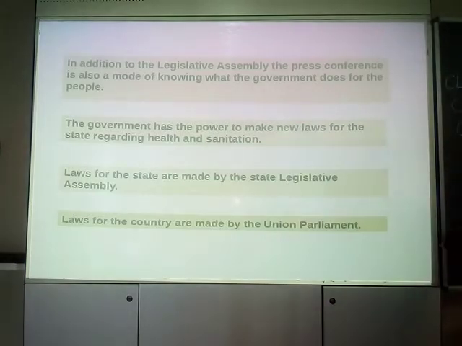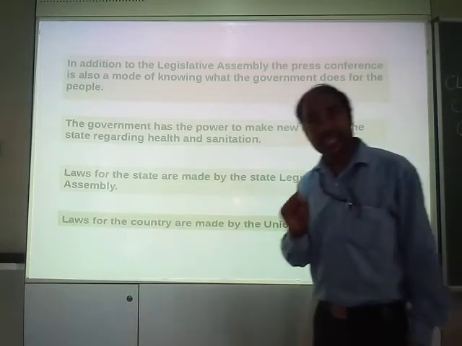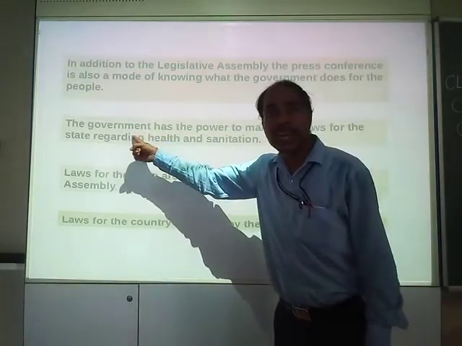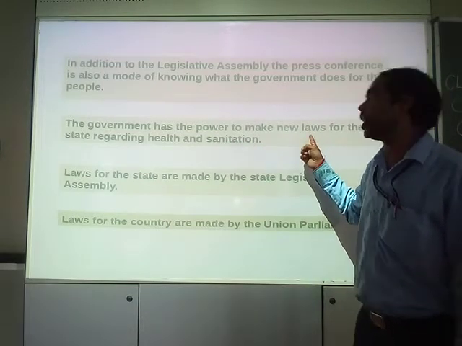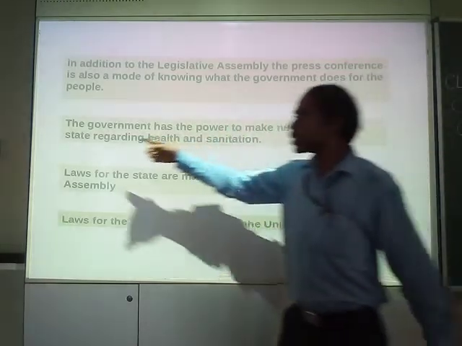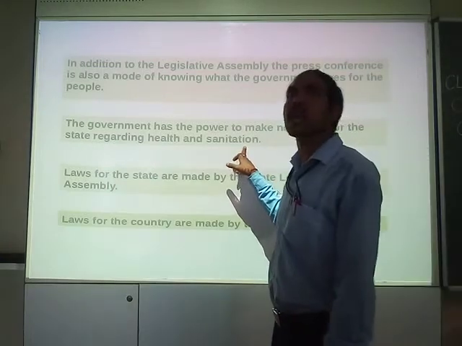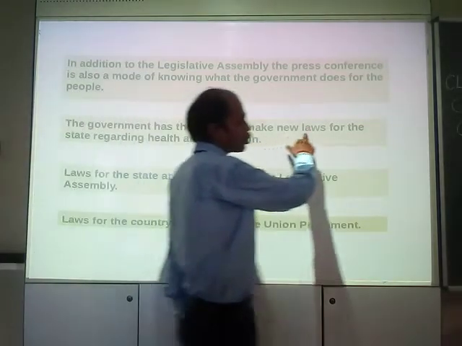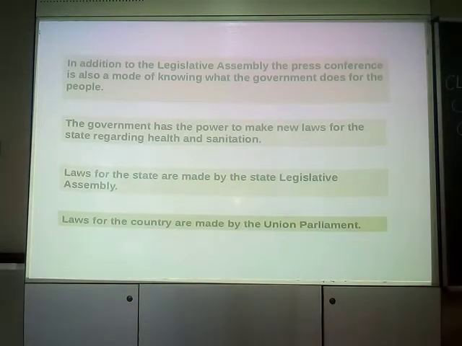Okay? Yes. Now the government has the power to make new laws. If we talk about the state government, it has the power to make new laws relating to the state. Okay? For the state regarding health and sanitation. Sanitation, cleanliness, hygiene, health. Everybody knows the well-being of a person is health. So the government has the power to make new laws for the state regarding health and sanitation.